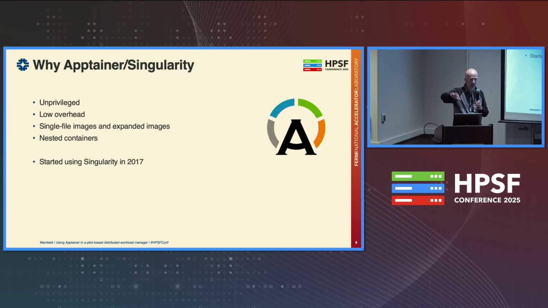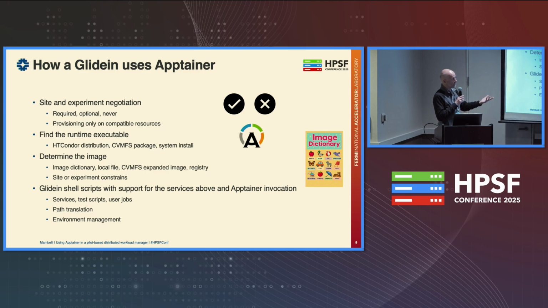So we went through different evolutions, and we like the direction of being more and more unprivileged and with less requirement on the system. So here is how the Glidein, our pilot job, is using Apptainer. First there is a negotiation, and the front end is aware of it. So a site could say, I want all jobs to run in containers for security, for isolation, right? Or experiments might want that, but there might be even sites or experiments that don't want it. They want to say, oh, my calculation has to run on bare metal, right?